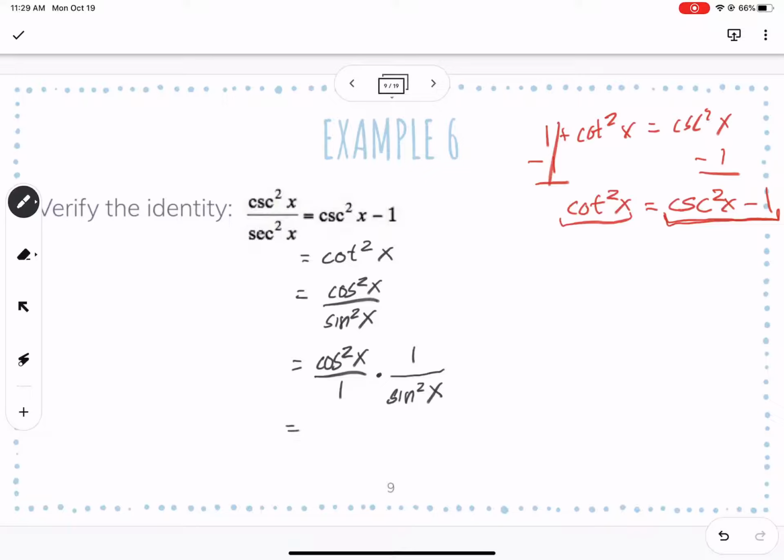So cosine squared, if I just reciprocate it, is 1 over secant squared, which is what we need. And 1 over sine squared is cosecant squared over 1. Now when I multiply those two things together, I get cosecant squared over secant squared, and that's exactly what I have on the left-hand side. So we have just proved the identity.